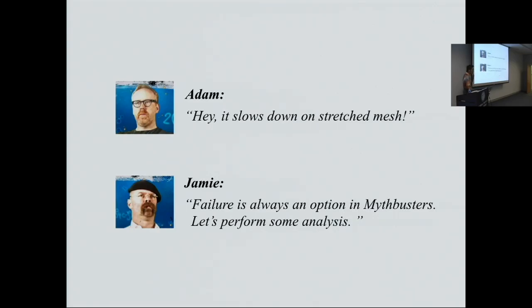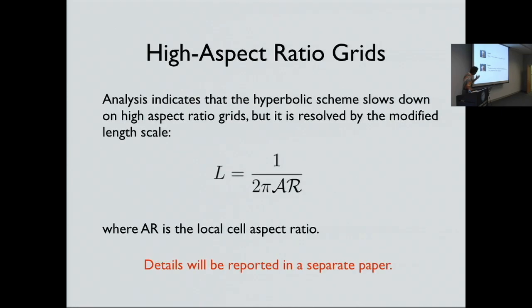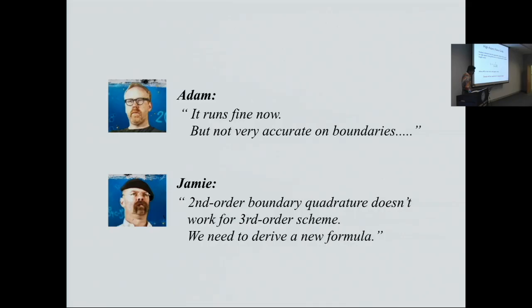But it slows down when I try this. But failure is always an option. I think it's always an option in research. And I performed some analysis. I can't show the details here. I'm still working on this paper. But what I found from the Fourier analysis on the regular grid, it does slow down the relaxation. The convergence rate becomes just 1 for high aspect ratio. But also the analysis shows that if I modify this length scale in the relaxation time, if I put aspect ratio in the denominator, it will improve the convergence. So that way I was able to run this scheme.